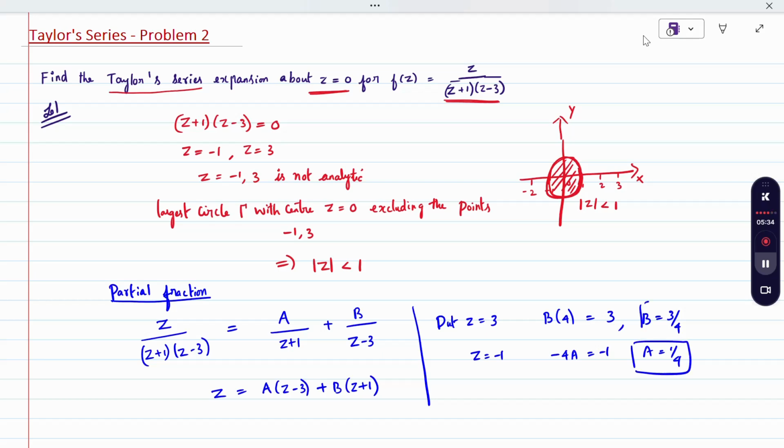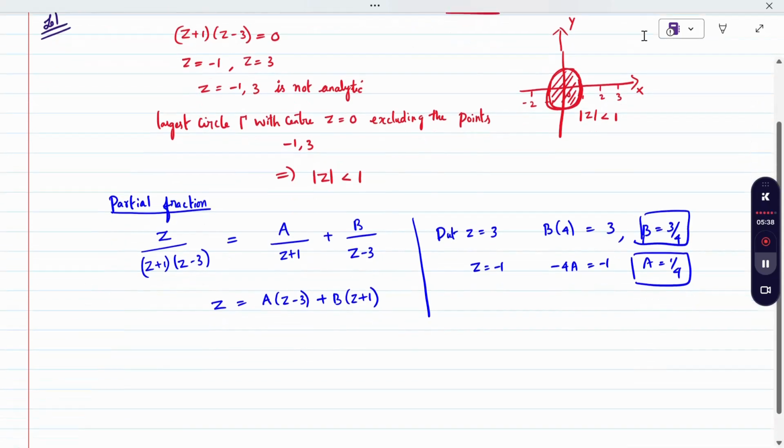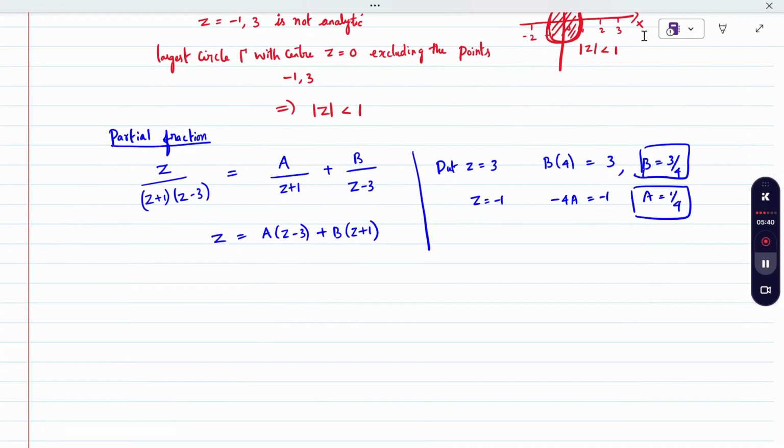Now I am able to write the split of the terms. So z divided by (z plus 1) into (z minus 3) is changed to, a is 1 by 4, so 1 by 4 into 1 divided by (z plus 1), one term, plus b is 3 by 4 into 1 divided by (z minus 3). So now I have a two-term split.